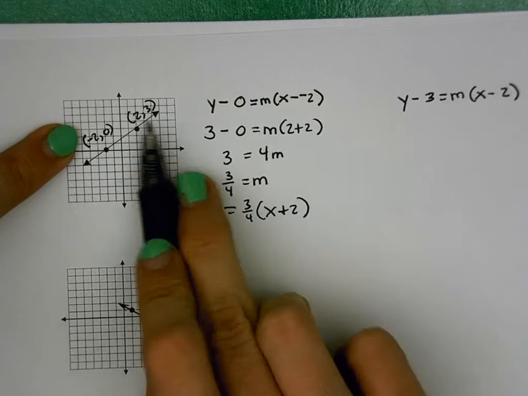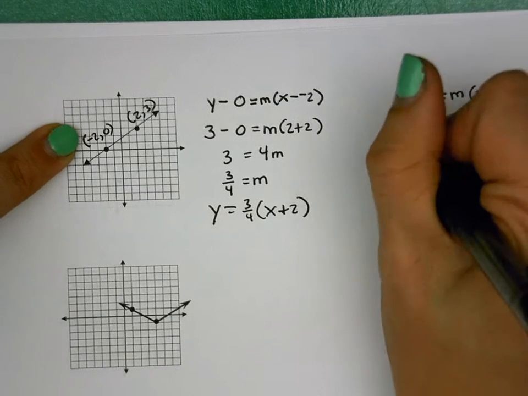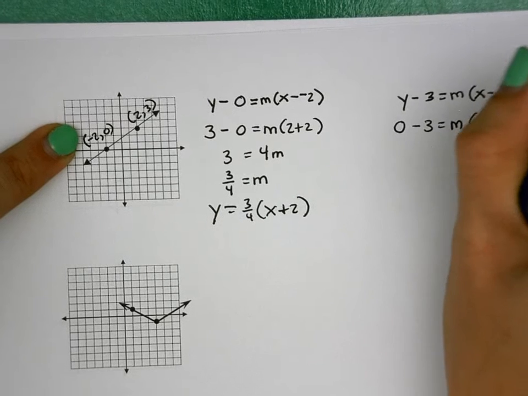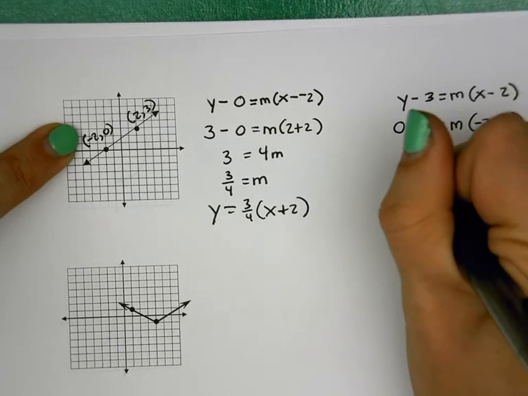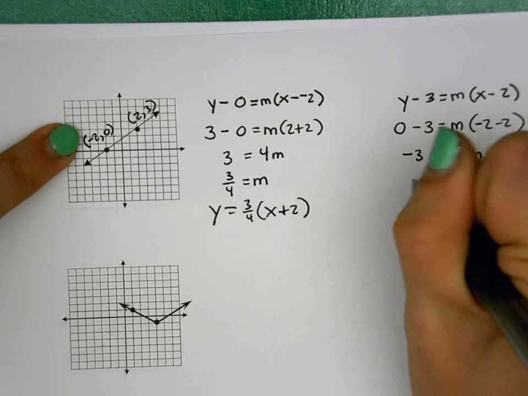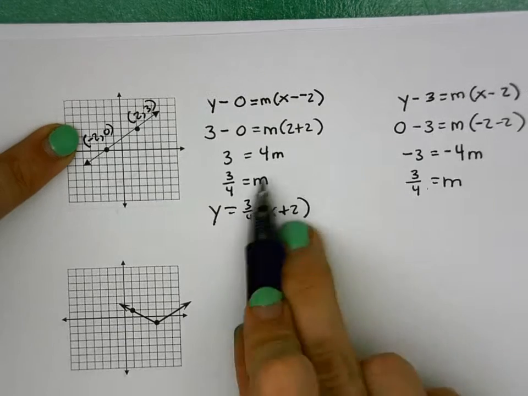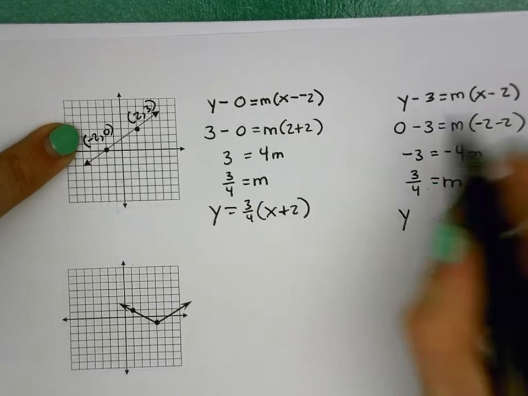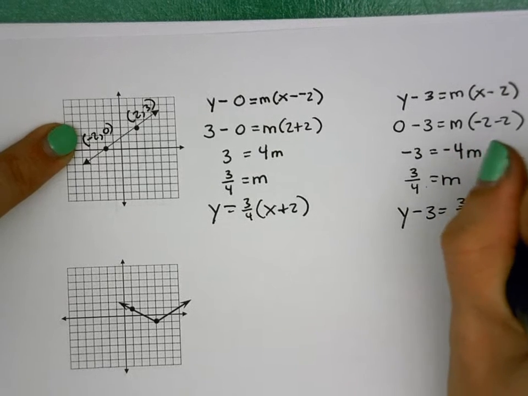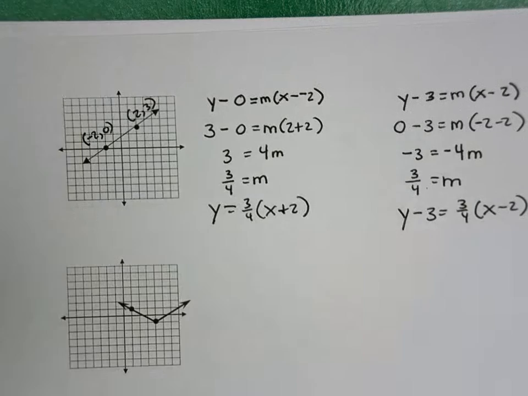Over here, if we were to have used the (2, 3) as my initial point, then I'd use (-2, 0) as my other coordinate pair to find slope. And so we'd have 0 minus 3 is -3, -2 minus 2 is -4, which means my slope is 3/4, right, which makes sense. That's what I got over here. And so my final equation would be y minus 3 equals 3/4 times the quantity of x minus 2. So we have two potential right answers.